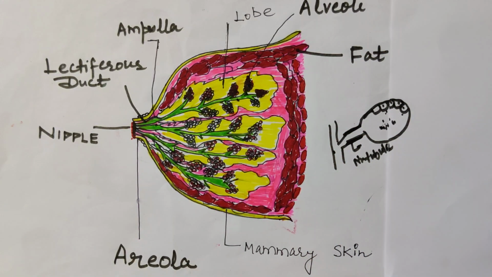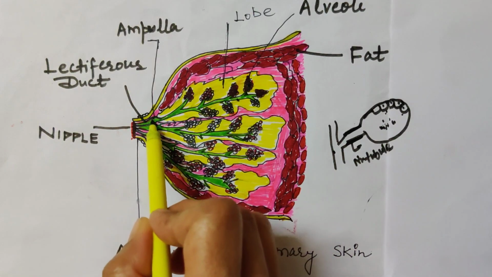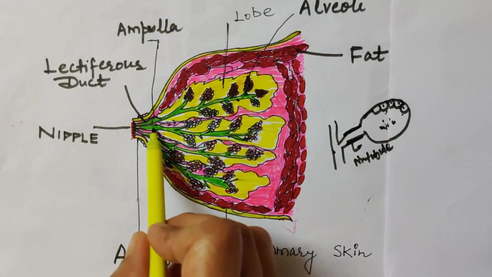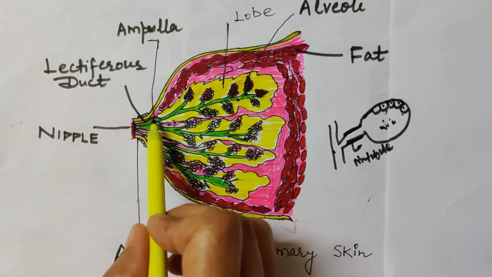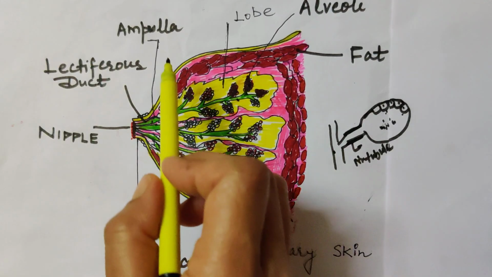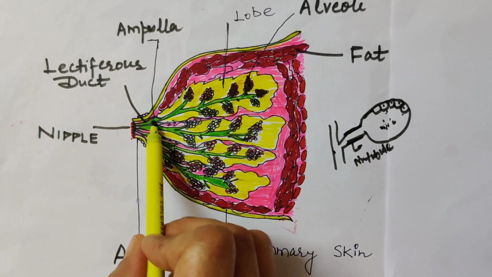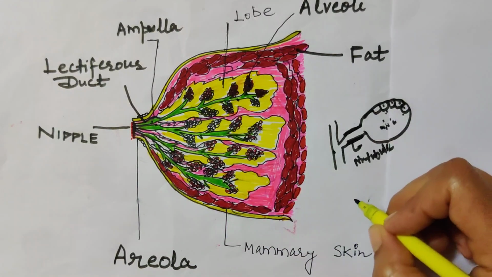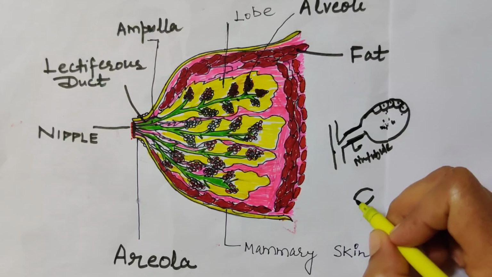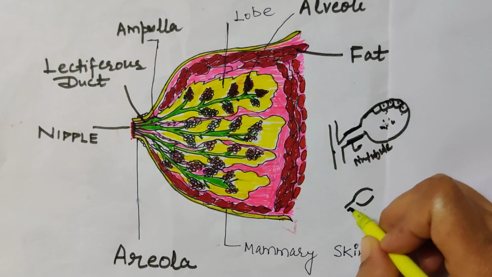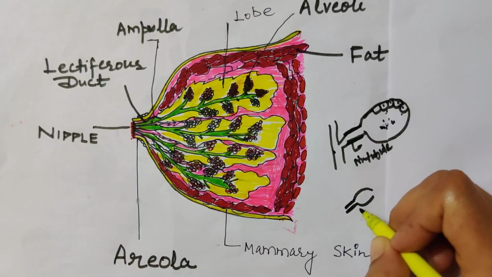Then the mammary duct at the base forms a broad swollen structure, that is called ampulla. So the mammary duct forms a broad mammary ampulla. Another name for ampulla is lactiferous sinus. And what function does it perform? Storage of milk. Then from this ampulla there is generation of lactiferous duct from this lactiferous sinus or mammary ampulla.